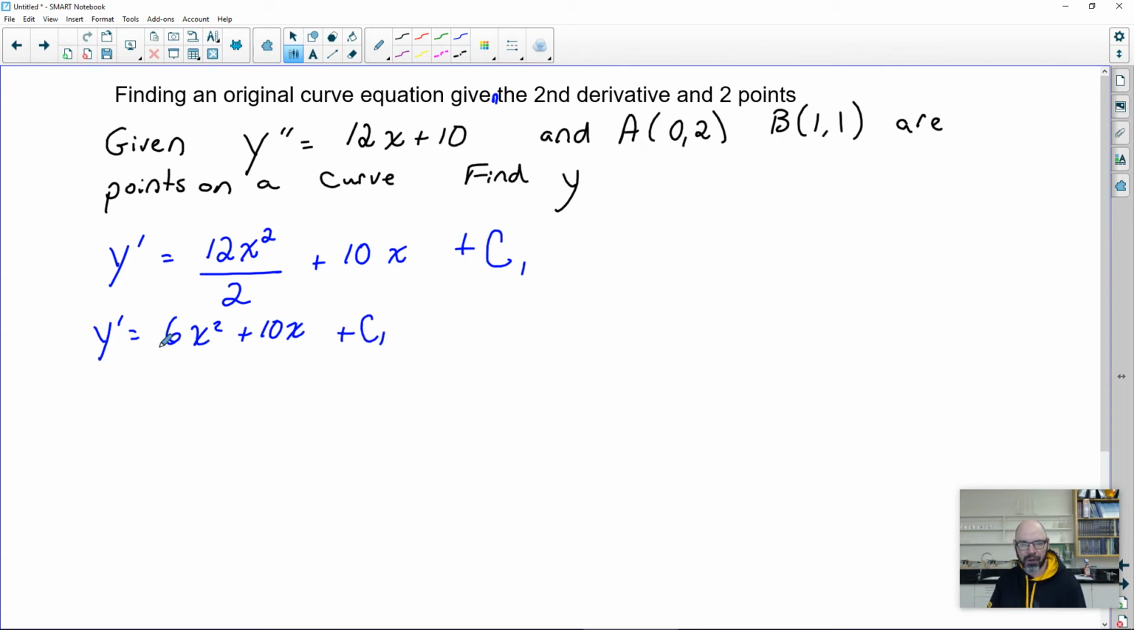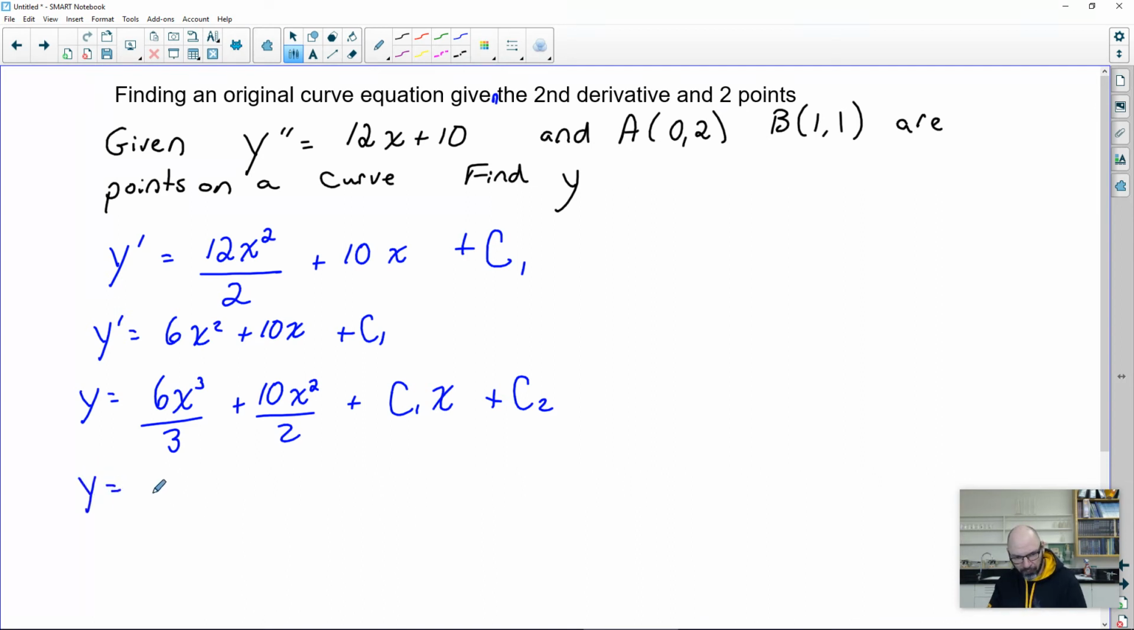So now we have to do another antiderivative to get y, and then we can plug in these 2 points one at a time to find C1 and C2. So y equals the antiderivative of y prime. So 6x squared, 2 plus 1 is 3, so over 3, plus 10x, 1 plus 1 is 2 over 2, plus C1x plus C2. Okay, we can simplify this.